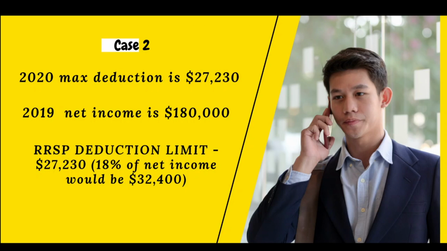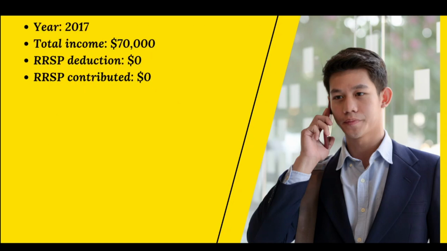Now, this is for the current year alone. What about the previous years' limit? So let's look at the example of John again. Let's say John started working in 2017. He earned $70,000 in 2017. But since this is the first year, he does not qualify to contribute to an RRSP. Remember, the RRSP limit for the current year is based on last year's income.